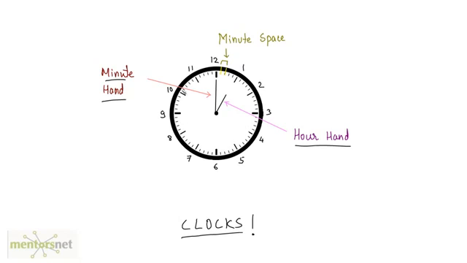Now the circumference of a clock is divided into 60 parts, and each of these parts is known as a minute space, right? So there are 60 minute spaces. If I ask you what is the current time shown in this clock, your answer should be 1 o'clock. Why? Because the hour hand is pointing towards 1 and the minute hand is pointing towards 12, which means there are 0 minutes and 1 hour, right? So 1 o'clock. Now let us look at various important points regarding clocks.